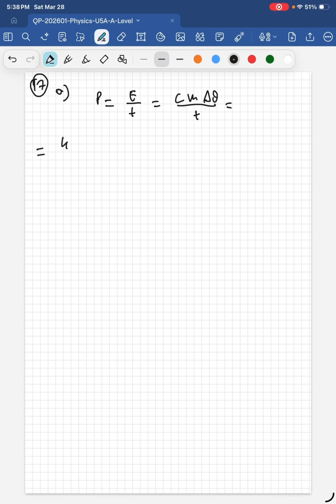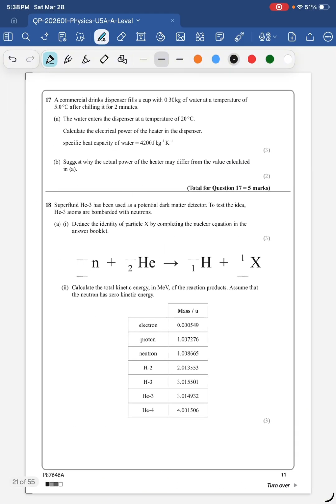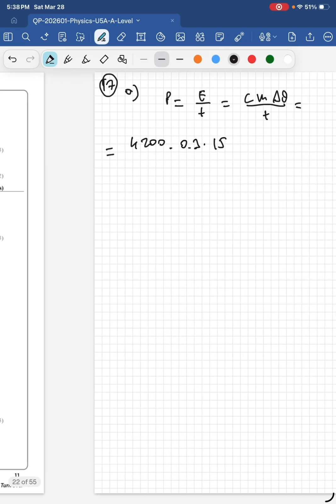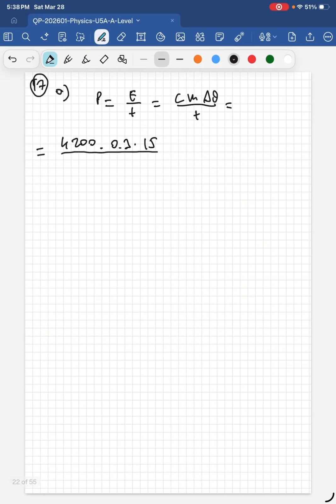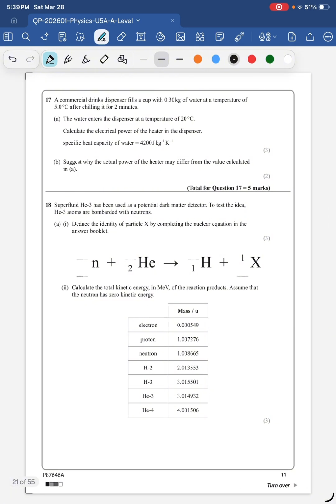So 4,200 times the mass, which is 0.3, times delta theta, which is 15, because the water enters at 20 degrees and chills down to 5. And then this happens in 2 minutes, which is 2 times 60 seconds. So this is equal to 157.5 watts, which you can also write as 158 watts. Okay, I hope this makes sense. And let's move to question B.